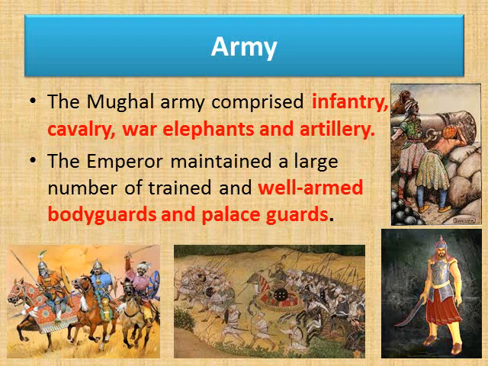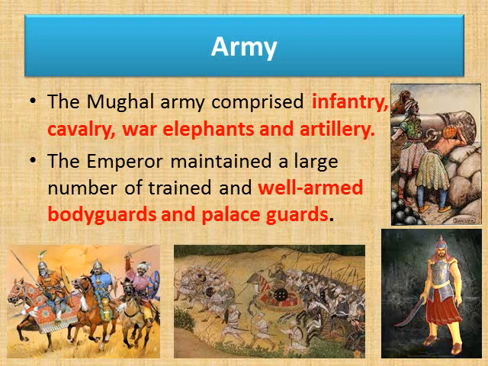And artillery, children, is a class of heavy military ranged weapons built to launch munitions far beyond the range and power of infantry firearms. It is used to destroy the defensive walls and fortifications during the sieges. And they created fairly immobile siege engines. So the army of the Mughal emperors were well equipped. It had infantry, cavalry, war elephants as well as artillery.